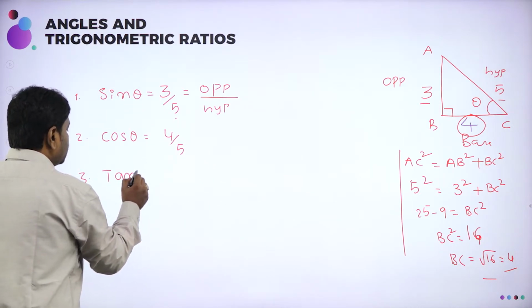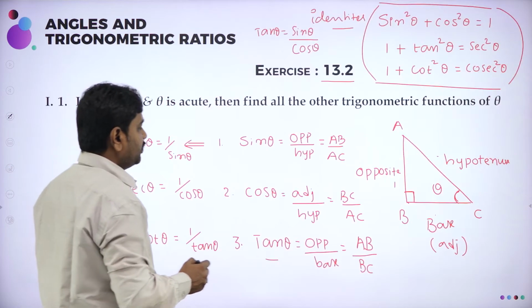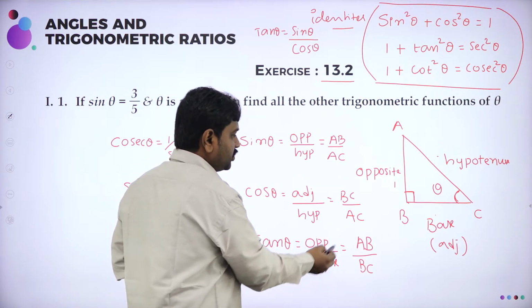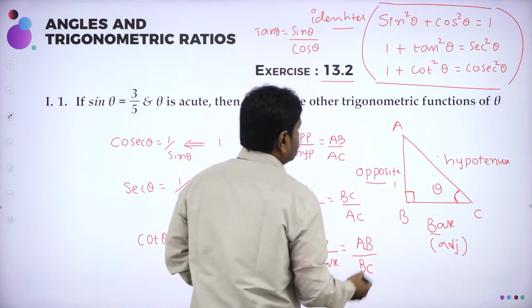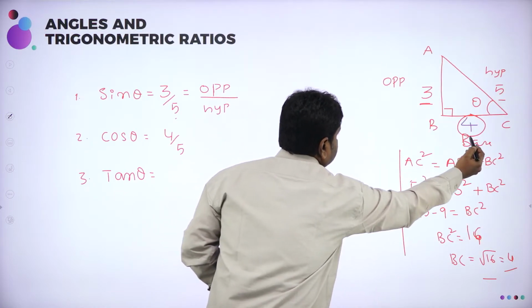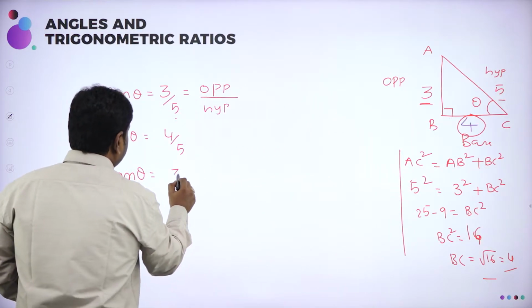And then tan theta. What is tan theta? Opposite by adjacent. Tan means opposite by base or opposite by adjacent. Means this side by this side. So the opposite side is 3, adjacent is 4. So tan theta is 3 by 4.